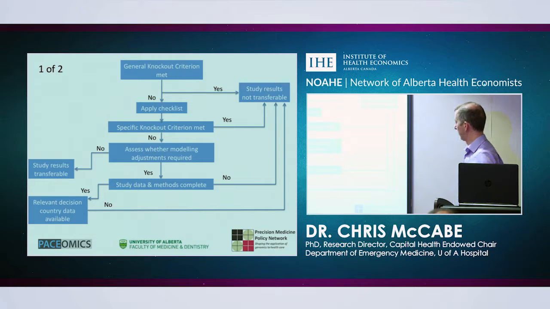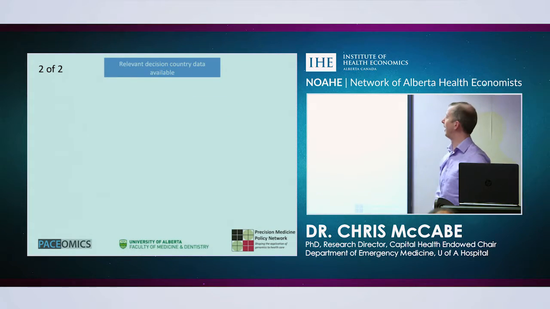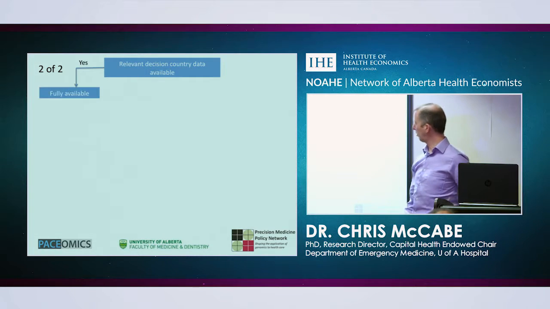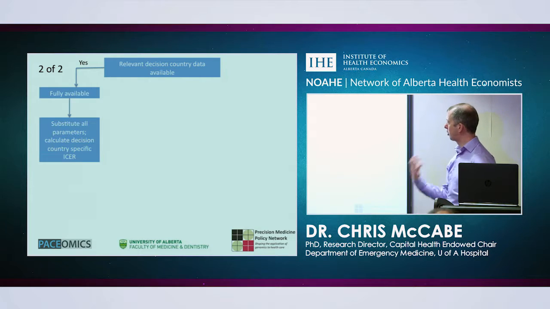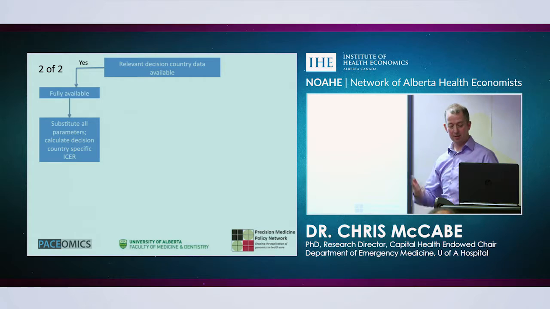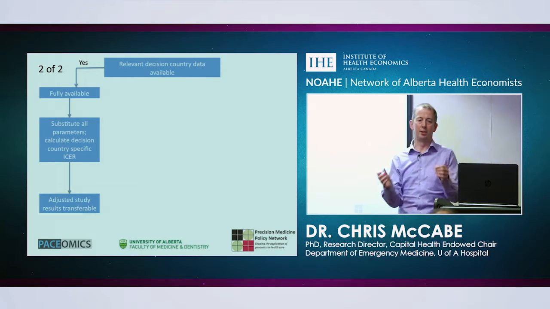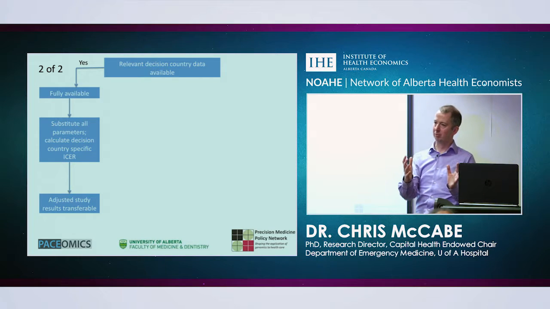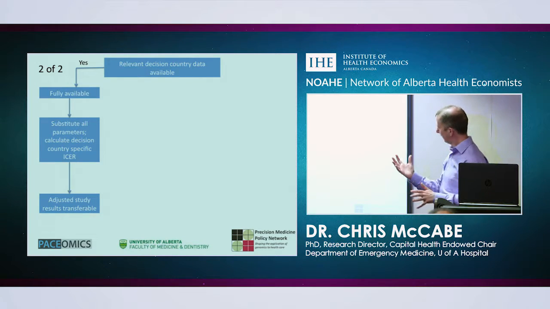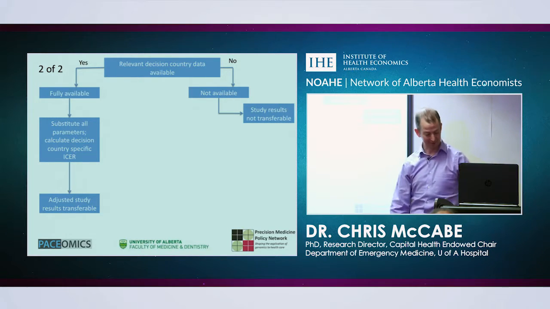Okay, so those are all the bad news. What about when you've got that data available? What do you do? So if it's fully available, that's just great. You substitute all the parameters, calculate the ICER, and tell the decision maker, and you have got adjusted study results that are applicable. So you've got to yes. If they're not available, well, we're back there. Got to throw that study away.